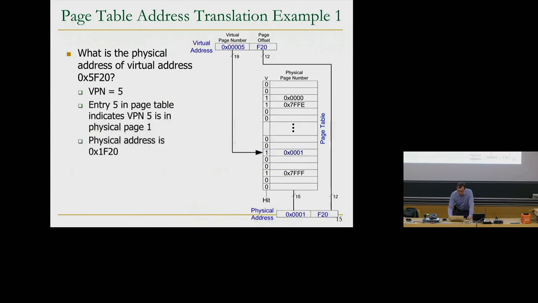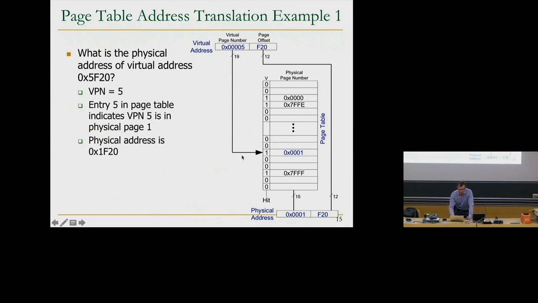So let's do it for this address. What is the physical address of virtual address 0x5F20? Basically, you chop off the page offset, F20 in this case, the bottom 12 bits. It's easy to do. You know how to manipulate bits now. And the remaining top 19 bits are essentially the virtual page number, and it happens to be 5 in this case. Now, you could have said that by just looking at this value. The bottom 12 bits are F20 over here, and the remaining top 19 bits are just 5. So our virtual page number is 5, which means that entry 5 in the page table is the page table entry we're looking for.